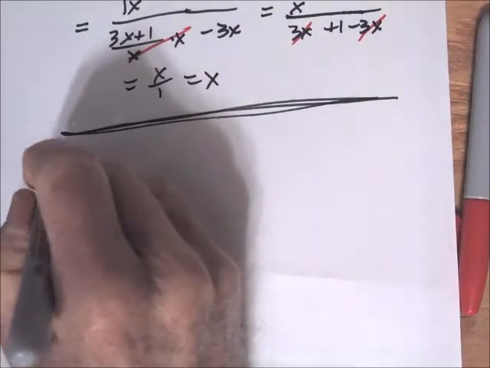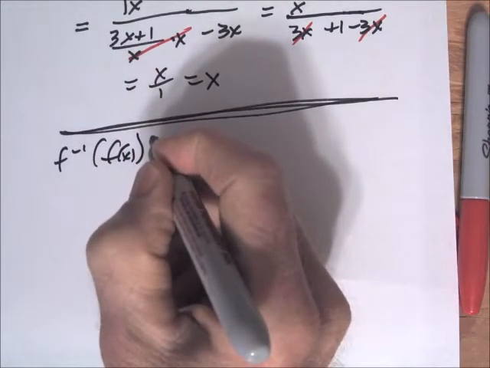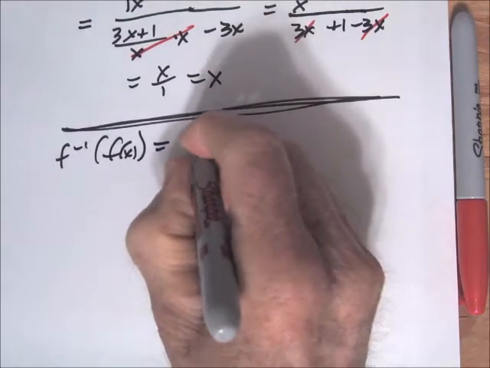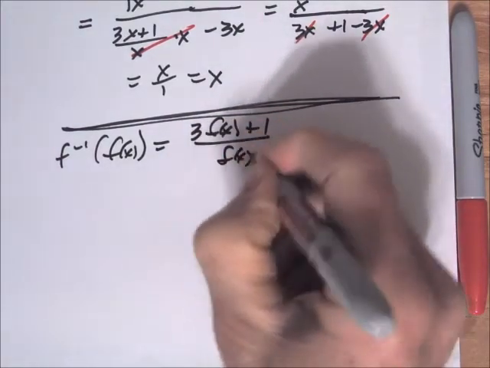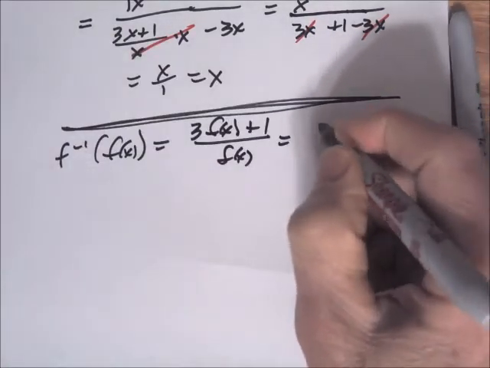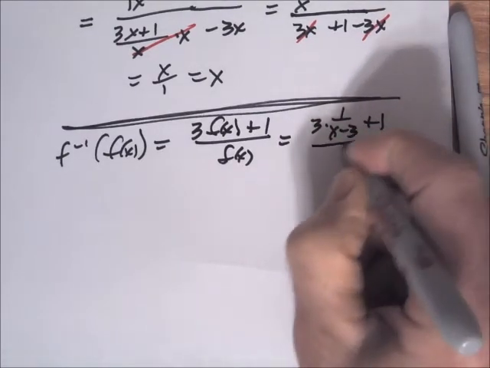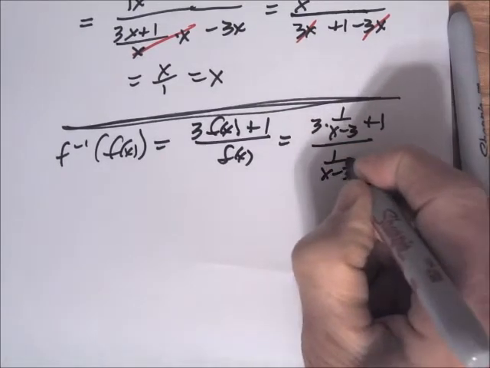And the same if we do f inverse of f of x. We should get the identity here. So in the formula for f inverse, instead of 3 times x, we want to write 3 times f of x. Instead of dividing by x, we divide by f of x. So this is going to be 3 f of x plus 1 over f of x. And then we put in the formula for f of x, which was 1 over x minus 3. So 3 times 1 over x minus 3 plus 1 over 1 over x minus 3.